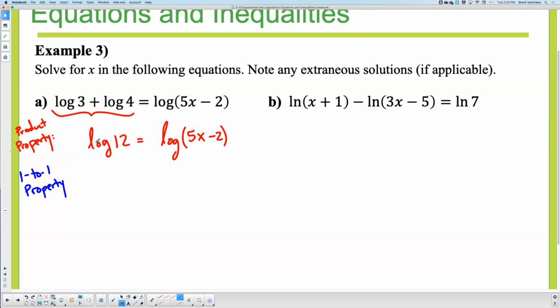Here's what this is saying. Log 12 equals log of 5x minus 2. For log 12 to equal log of 5x minus 2, 5x minus 2 has to equal what amount? 12. So it's a very common sense property that if you have log of 12 equaling log of 5x minus 2, then 5x minus 2 must equal 12. That is the one-to-one property.